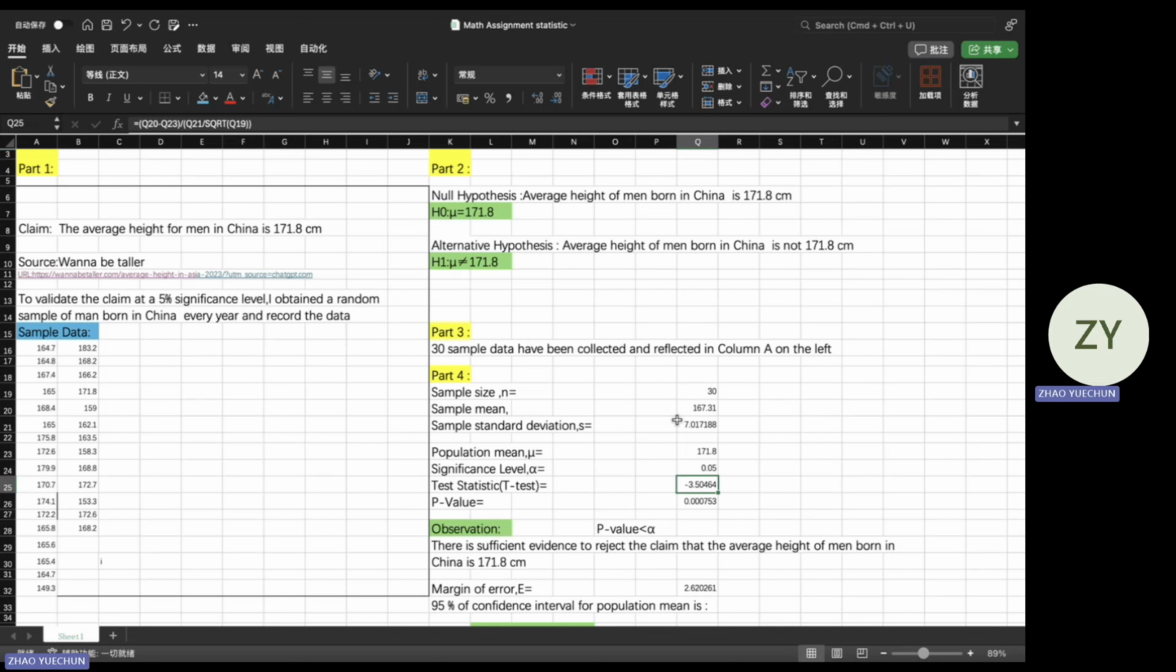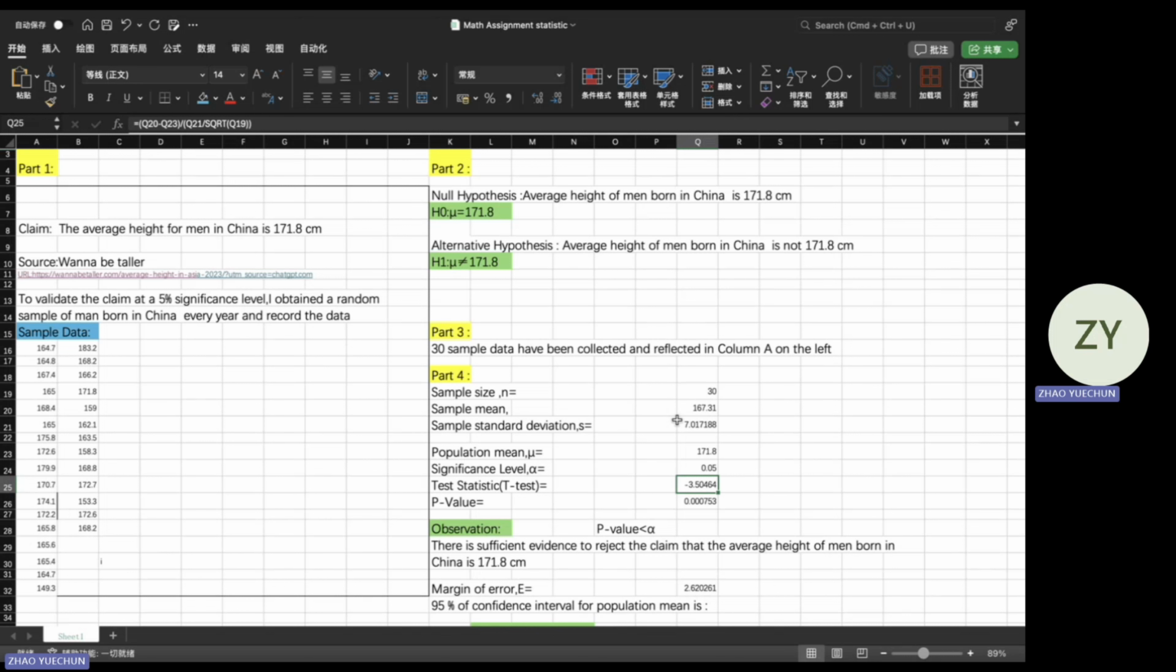To begin, we have to establish our hypothesis. The null hypothesis assumes that the average height of men in China is 171.8 centimeters, and the alternative hypothesis suggests that the average height is different from that. The reason for setting up the alternative hypothesis is that most of the Chinese people I saw are taller than the average height. Hence, I'm keen and curious to know whether the data I collected can substantiate the claim or not.